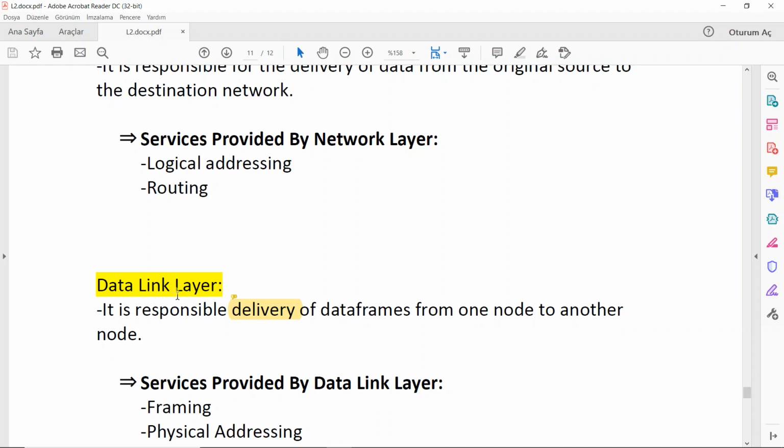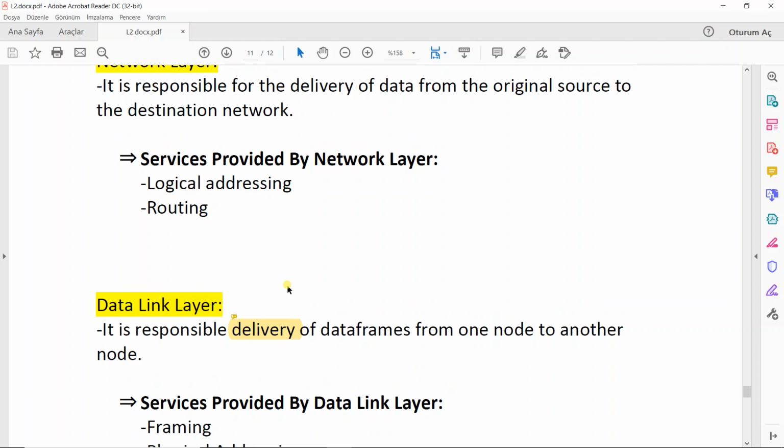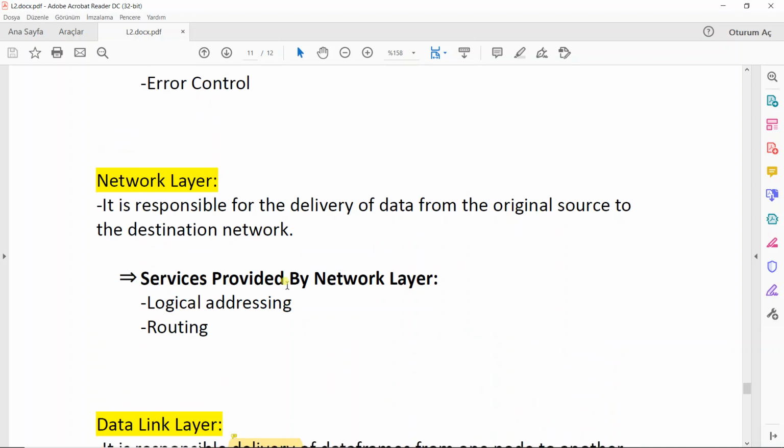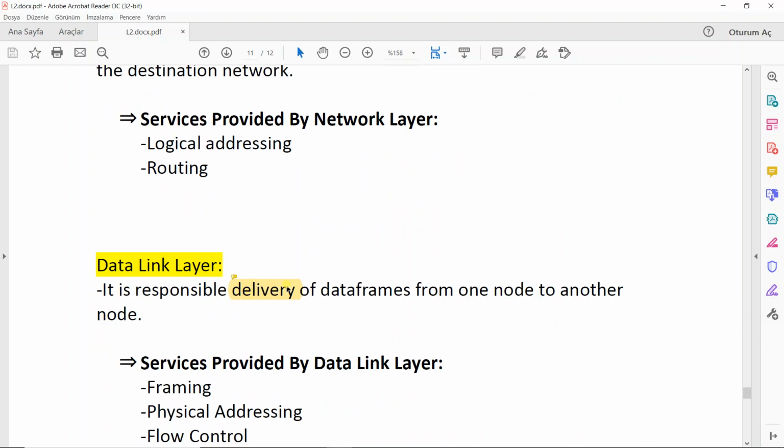Give me a device that works at the data link layer. You tell me switches. Switches work at this layer. Give me a device that works at the physical layer. You tell me hubs work at the physical layer. Cables, wireless, the air, the medium. You get it? So this is the interface card.